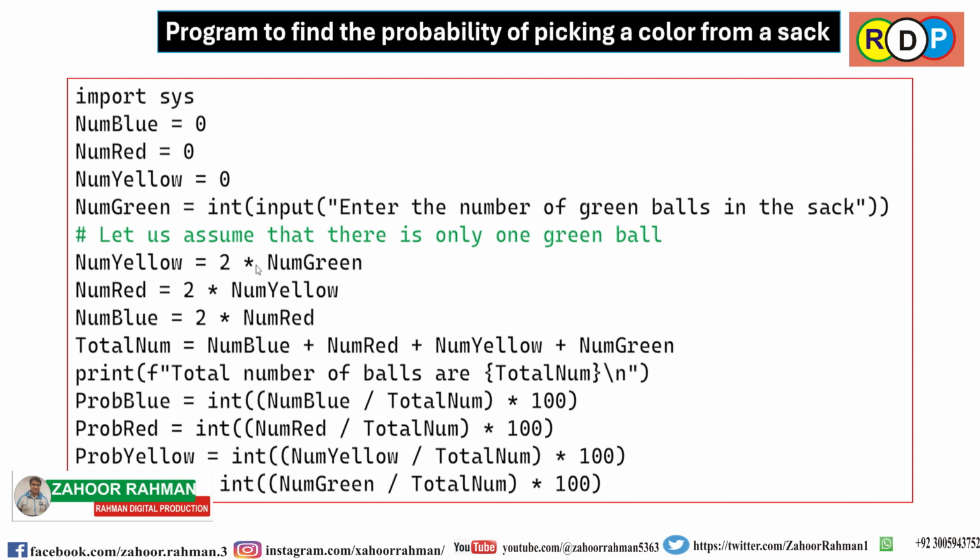Okay, we are considering that we gave 1 to num green, so total num is equal to 15 in this case, but it is not the case always if you are giving different value to num green. Okay, next is print total number of balls are this, and now we are finding the probability.